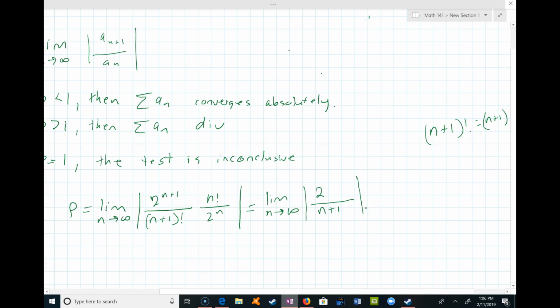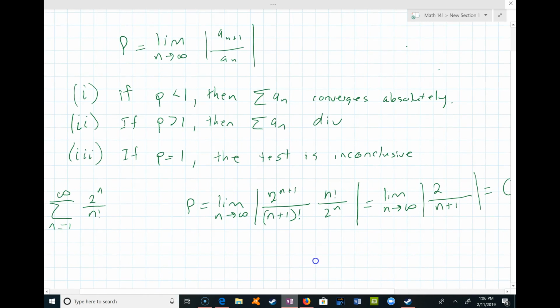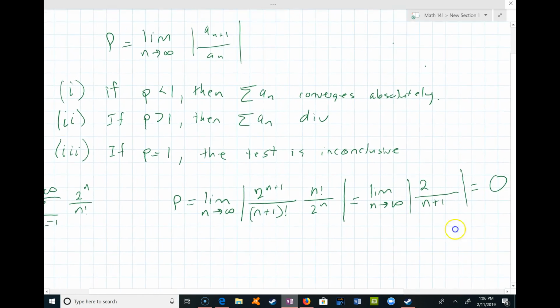Okay, so then I let n approach infinity. So that means, notice in this case, the top is set. The bottom is growing. And so that thing is headed towards 0. So then we check, is my p less than 1? Yes, because 0 is less than 1.